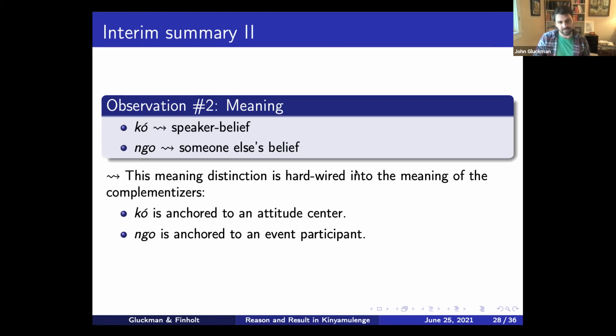In contrast, the meaning observation, which is that co encoded something like speaker belief, whereas in Go encoded something like someone else's belief, is hardwired into the meaning of the complementizer. So co is anchored to an attitude center, and in Go is anchored to an event participant. We've just stipulated this into the meaning, and this is how we're getting the meaning distinction.